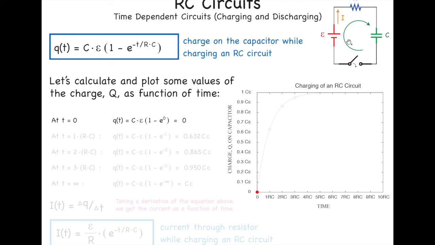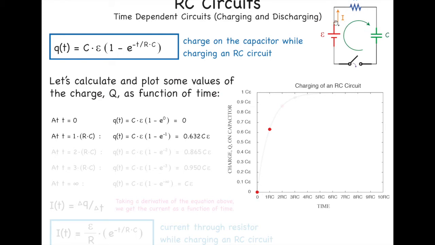After the switch is closed, we want to look to see how much charge is on the capacitor as a function of time. That's what this equation gives us. If we look at this formula, we notice that the prefactor up front is the capacitance times the voltage supplied by the EMF, right? That is going to be the maximum charge that can be put onto this capacitor.